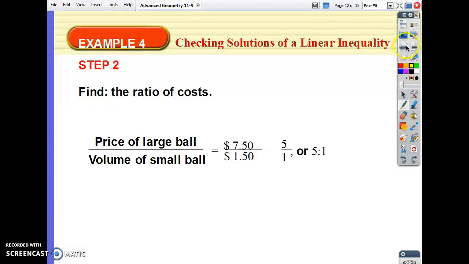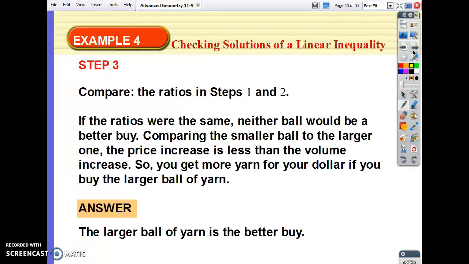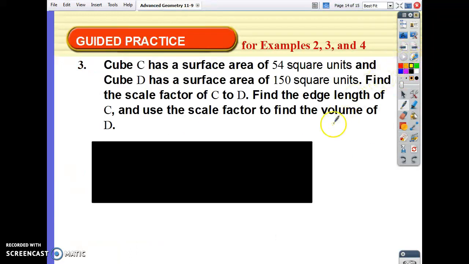So the ratio of their cost was that 5 to 1. All right, and then they just are going through and showing us that, yes, the larger ball of yarn is the better buy, which we clearly discovered. All right, so on this next question, cube C has a surface area of 54 square units, and cube D has a surface area of 150 square units. Find the scale factor of C to D. Find the edge length of C and use the scale factor to find the volume of D.